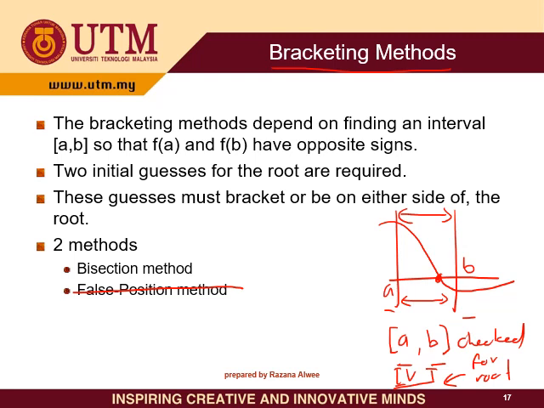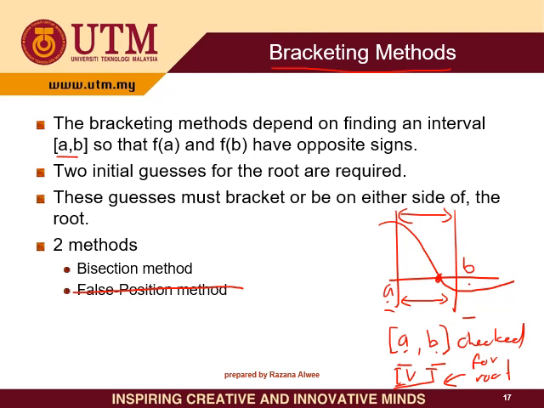So the bracketing method depends on finding the interval A, B, so that F of A and F of B have opposite signs. We know that we need to check. I already mentioned before, we must have two initial guesses, the A and the B, to use this method. And these guesses must bracket, or be on either side of, the root. The root must be in the middle. So that's why it is important to check for roots. No roots, you cannot use bisection.